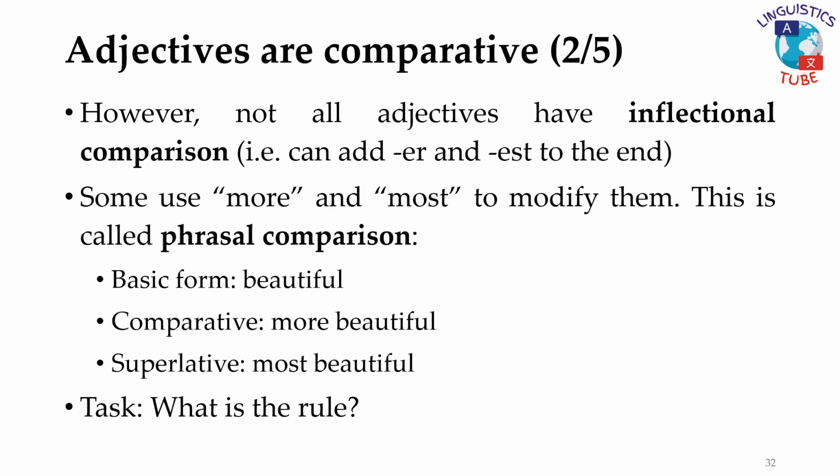As I'm sure you've noticed, however, not all adjectives use inflections to create the two comparative forms. In other words, not all adjectives add er and est to the end, which is called inflectional comparison. Instead, some adjectives use the words more and most to create the comparative and superlative forms. This is called phrasal comparison. For example, the basic form is beautiful, the comparative form is more beautiful, and the superlative form is most beautiful. You certainly cannot say beautifuler and beautifulest. And it also sounds strange to say more tall and most tall.